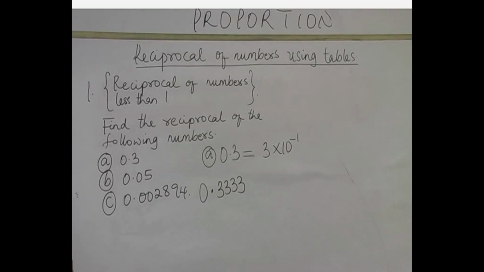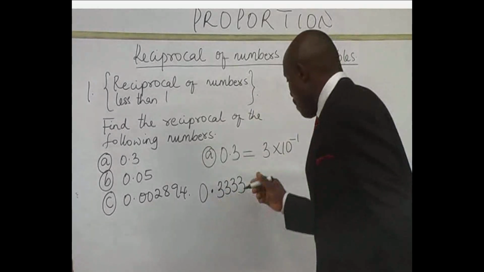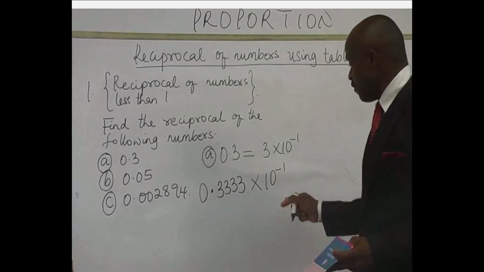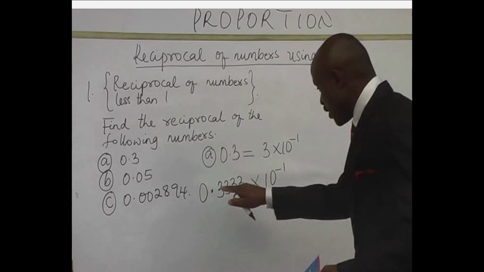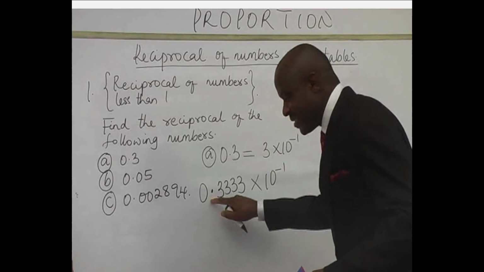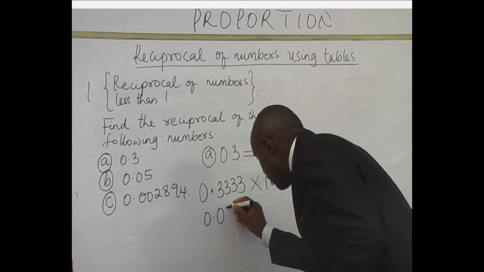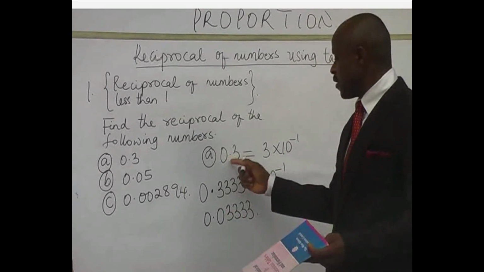The only other thing I did again was that 3333 you find from your 4-figure table should have a decimal point before it. That is exactly what I mean. So now you have found this. This is the number from your 4-figure table. Now multiply it to 10 exponent minus 1. Because of minus 1, you will move this decimal point towards the left once. So this figure becomes 0.03333.